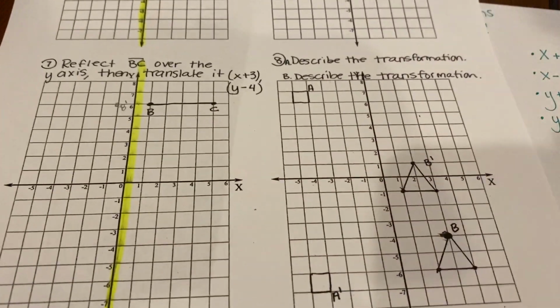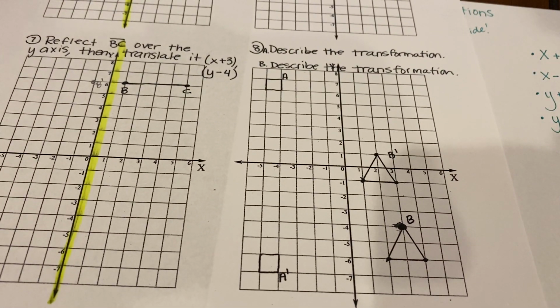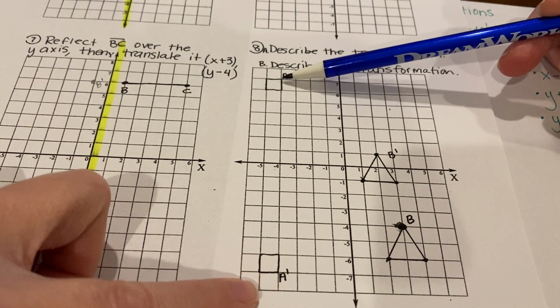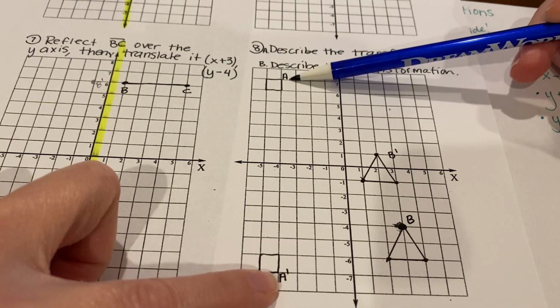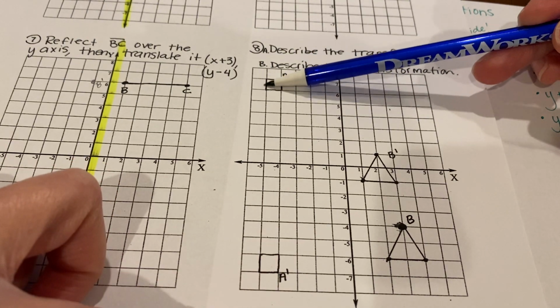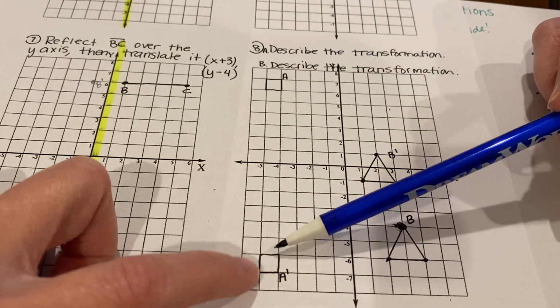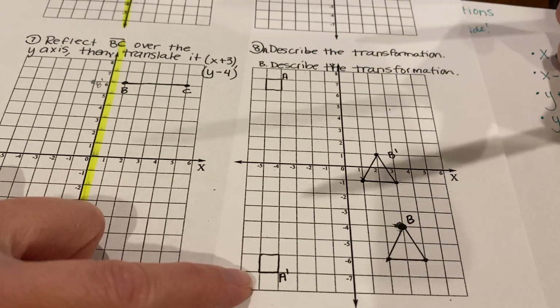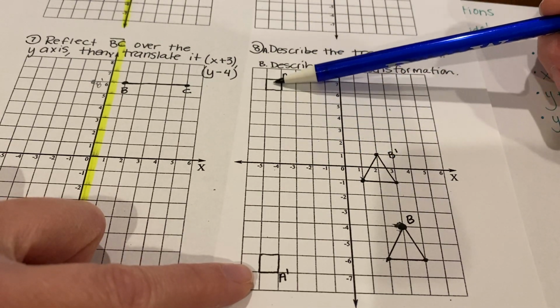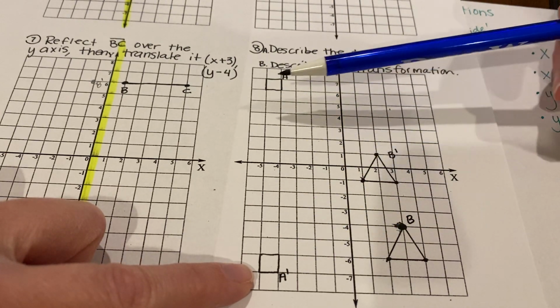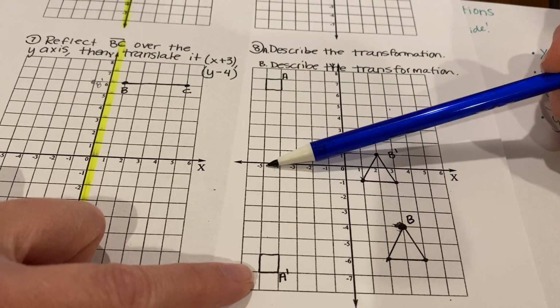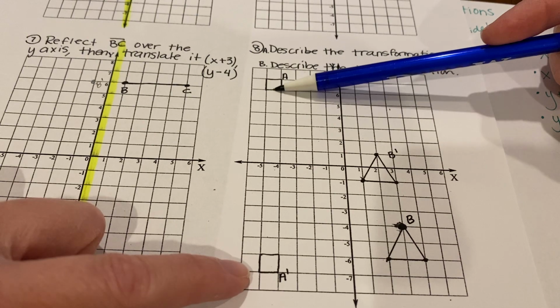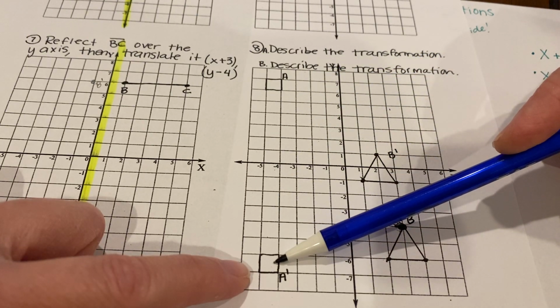Okay. And then your last one, number 8, it says describe the transformation. Okay, so there are 2 possible answers for A. So we go from A to A prime, and the way I know that is the prime is the new. So that means we started with this square and then we got here. Well, how did we do that? So some of you might say, oh, that looks like it's a reflection over the x-axis because they're the same distance away. And some of you might say, oh, that looks like they just translated it down.